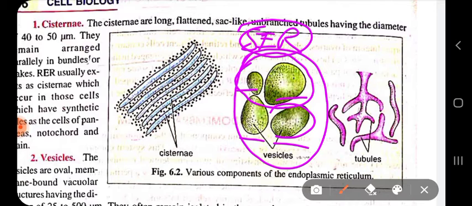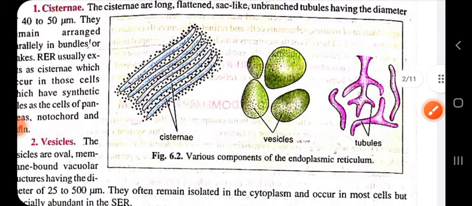You can see different granule-like structures observed on the rough endoplasmic reticulum in this cisternae. These are actually ribosomes, and I have said that most of the cisternae form of endoplasmic reticulum structure is observed on rough endoplasmic reticulum, where ribosomes are attached.